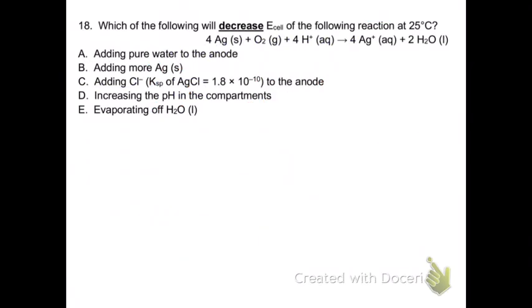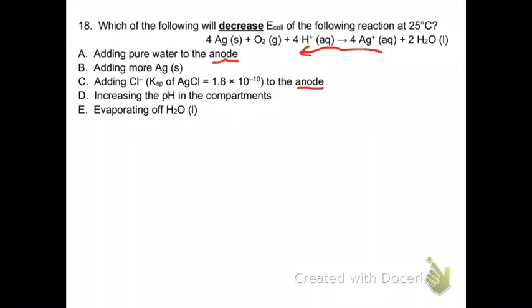Okay, in this problem, we're trying to figure out how we can decrease the E cell of this reaction. So decrease, again, means that we want to become less spontaneous, which means we want a shift to the left. So let's have a look at these options. And before I do that, we'll notice that some of these discuss the anode compartment here. So it might behoove us to write out the half reactions that are going on in the anode and cathode.